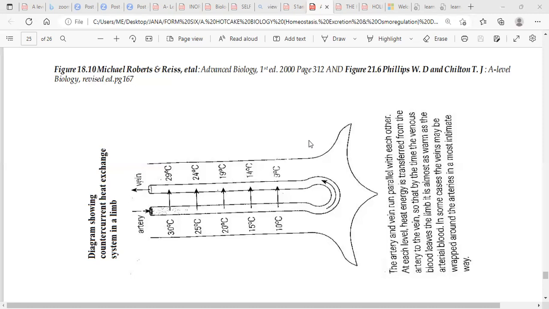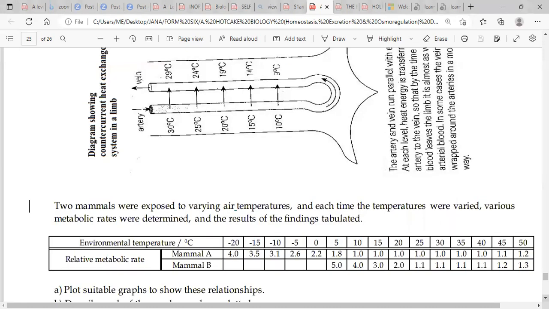So they are running in opposite directions: as this one is entering, this one is leaving. And the blood coming through the artery is warm, hence heat is being transferred from the artery to the vein at each level across. So that is the countercurrent heat exchange multiplier or system.